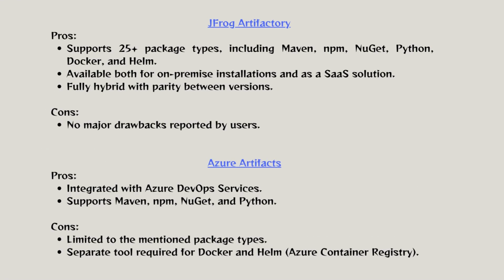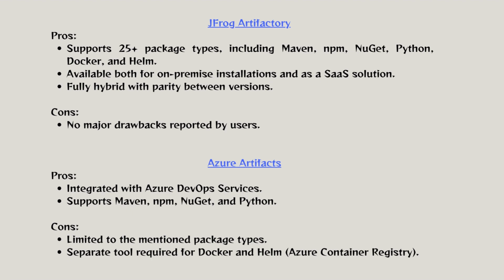Let's look at the merits and demerits of JFrog Artifactory. Pros: Supports 25+ package types, including Maven, NPM, NuGet, Python, Docker, and Helm. Available both for on-premise installations and as a SaaS solution. Fully hybrid with parity between versions. Cons: No major drawbacks reported by users.